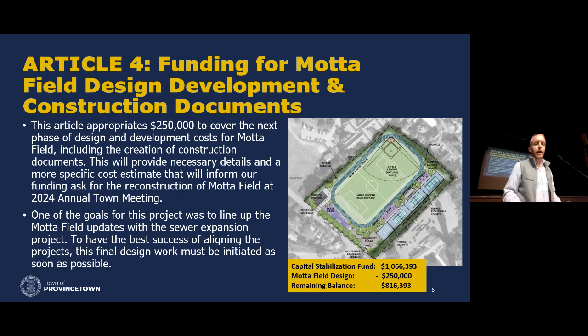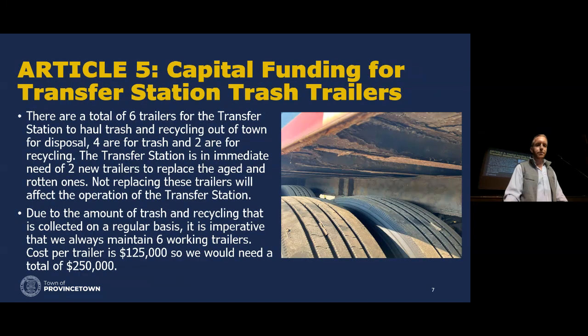Going into a special town meeting, we have just over $1 million in the capital stabilization fund, $1,066,000. This article is $250,000, which would bring the CIP balance down to $816,000.